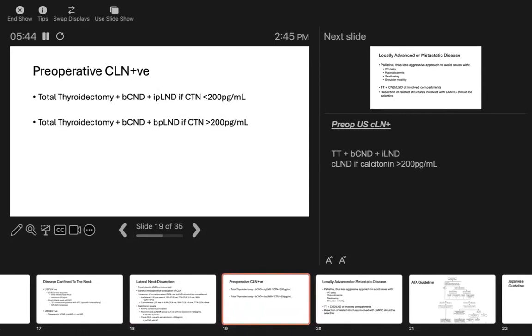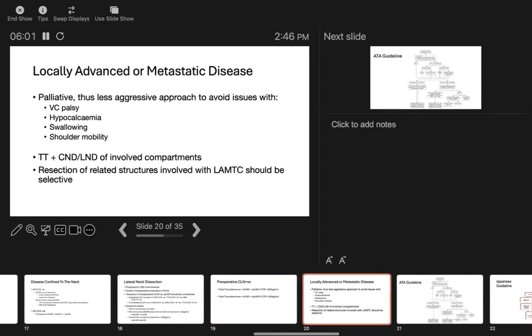Obviously, if it's pre-operatively central node positive, then you do it similarly. You use 200 pg per mL as your threshold, and if it's less, you just do ipsilateral. If it's more, you go straight to bilateral lateral neck dissection.